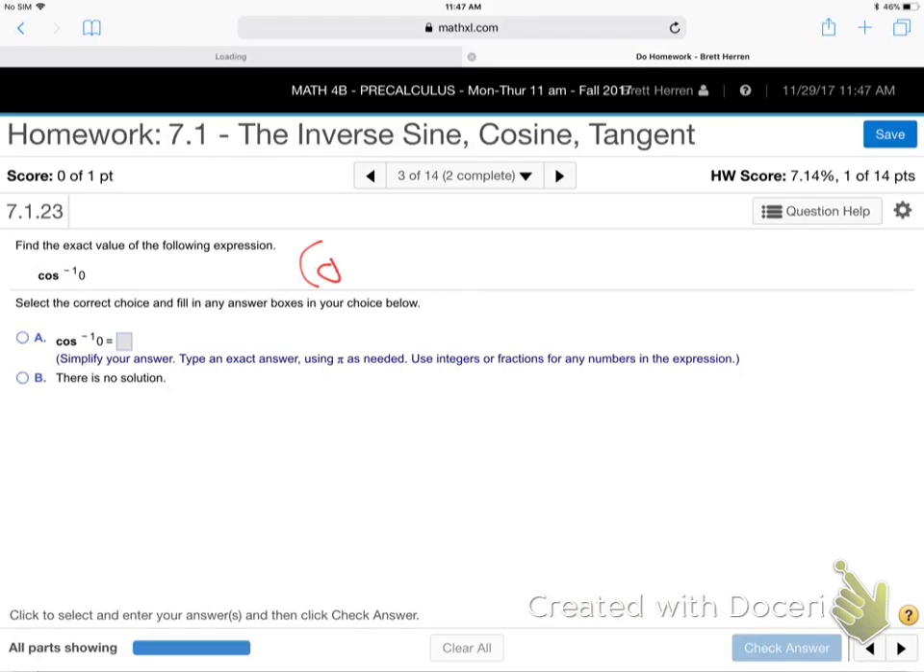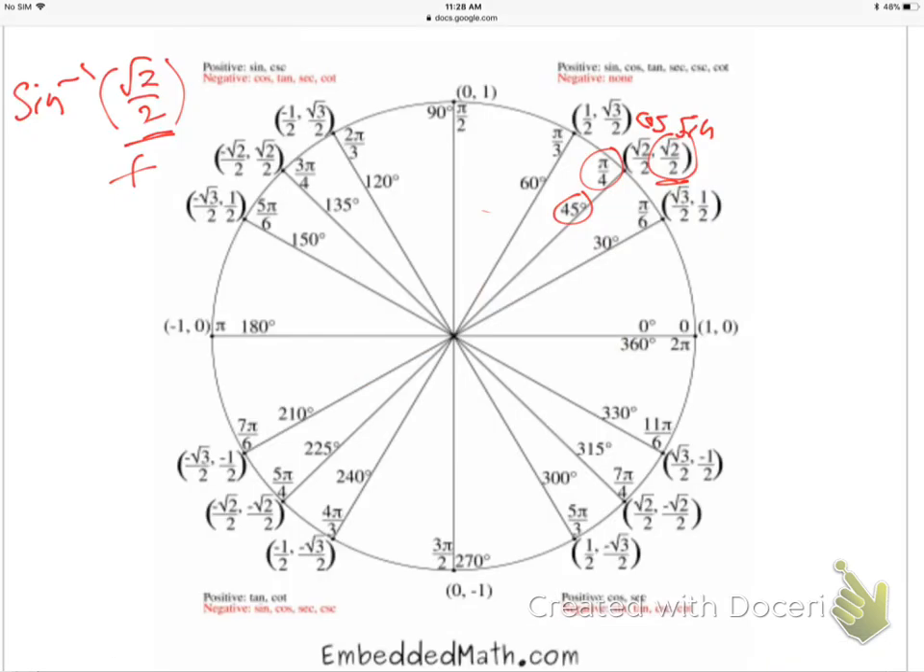Cosine inverse of 0. Try that one. Remember, this is an answer, and you're looking for an angle. So go to the unit circle. Pi over 2. So where's the cosine 0? Right there, at the top. Remember, it's always cosine first, then sine. So cosine 0 is right there, pi over 2.